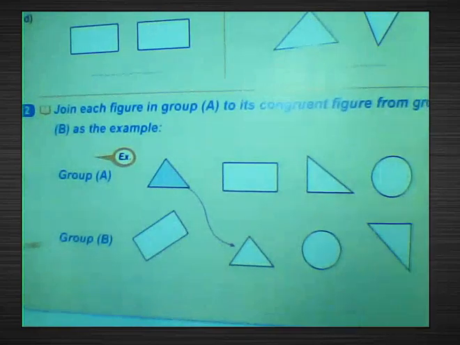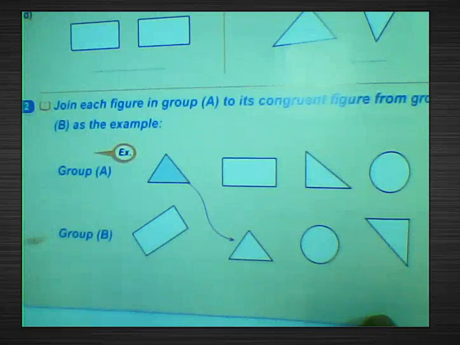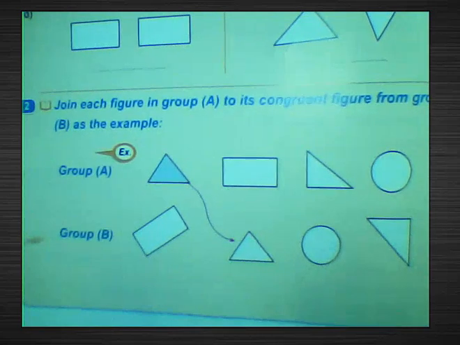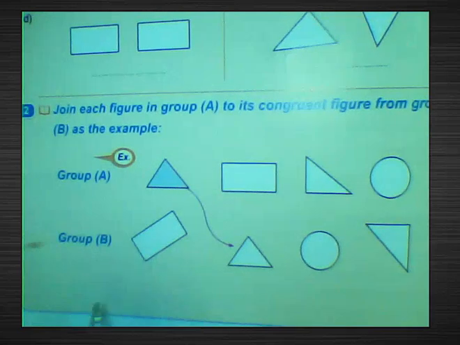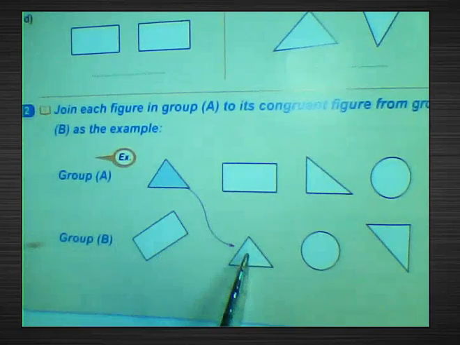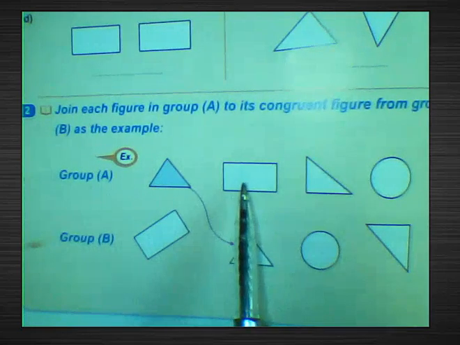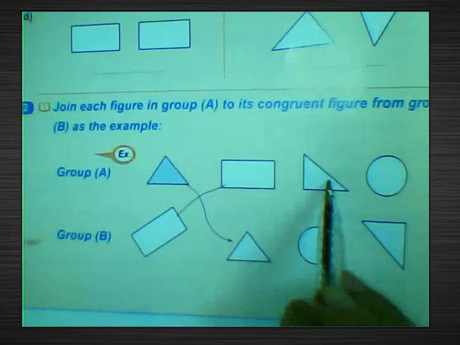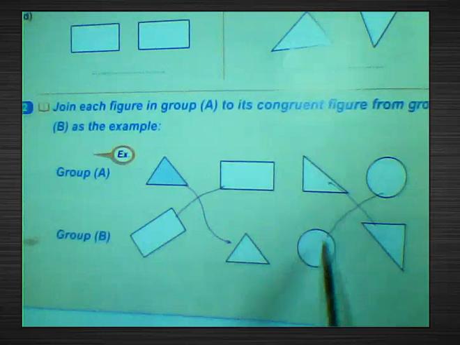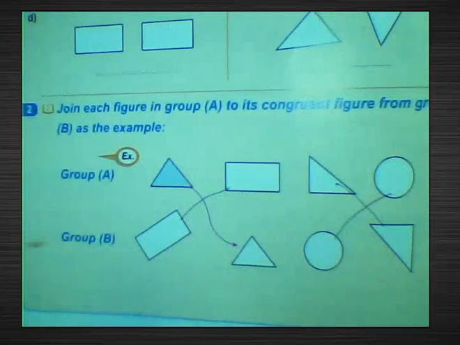Question 2. Join each figure in group A to its congruent figure from group B, as in the example. Look at this triangle congruent to this, and rectangle congruent to this rectangle, triangle and triangle, circle and circle. Okay, it's easy. Understood?